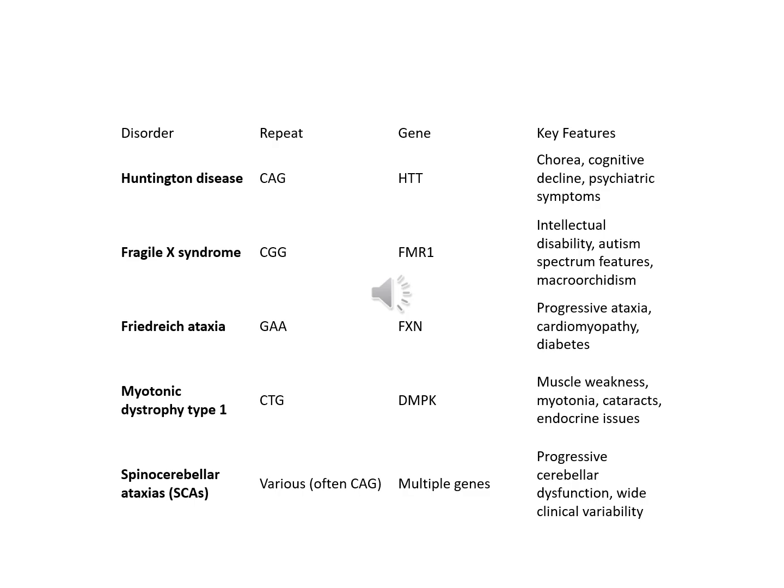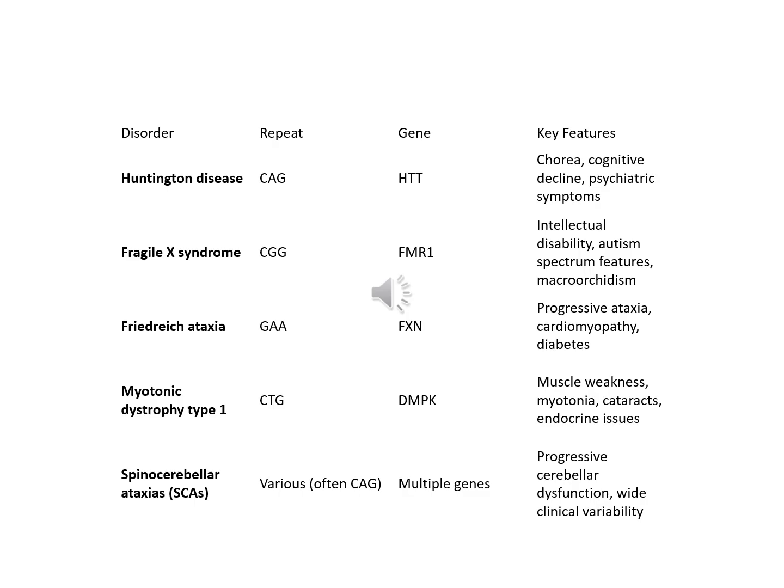Next, examples for non-coding region expansion are fragile X syndrome, where CGG repeats in the FMR1 gene, and Friedreich ataxia, where GAA repeats in an intron of the FXN gene, causing progressive ataxia, cardiomyopathy and diabetes. These are the common example diseases. Then next is myotonic dystrophy type 1. Here CTG repeats in the DMPK gene, and muscle weakness, myotonia and cataracts are caused.